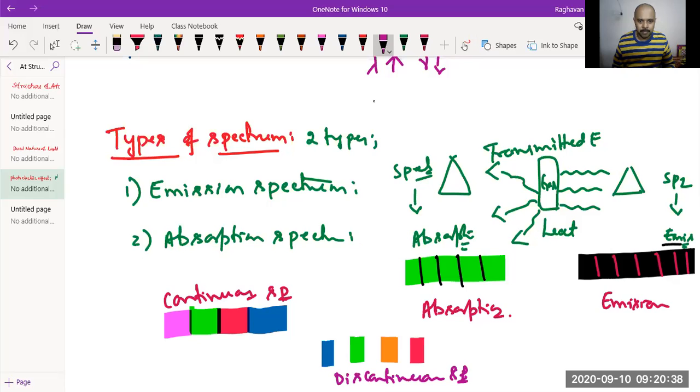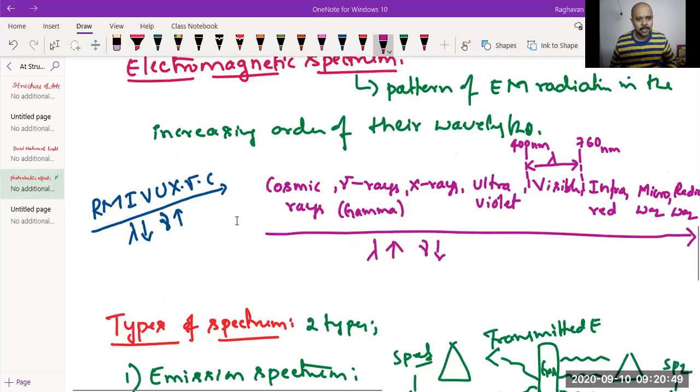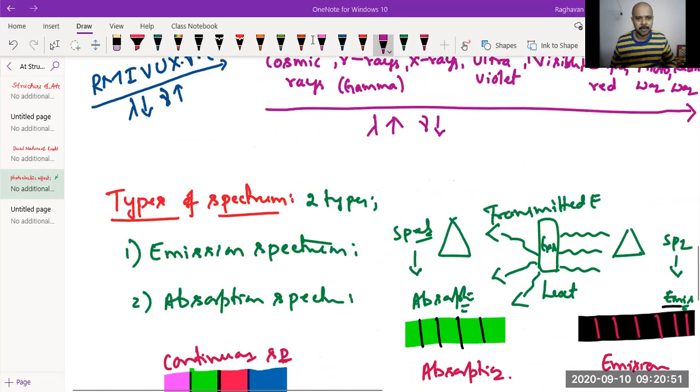With this we'll stop the discussion of spectrum. In the next class we're going to continue with the remaining Bohr's theory and related topics. Hope you have understood. We'll meet in the next class. Till then, take care. Bye bye.